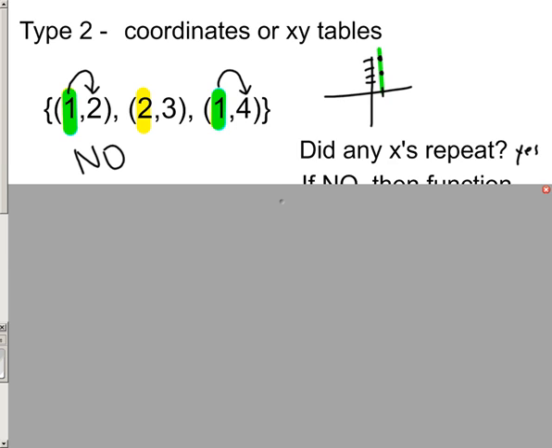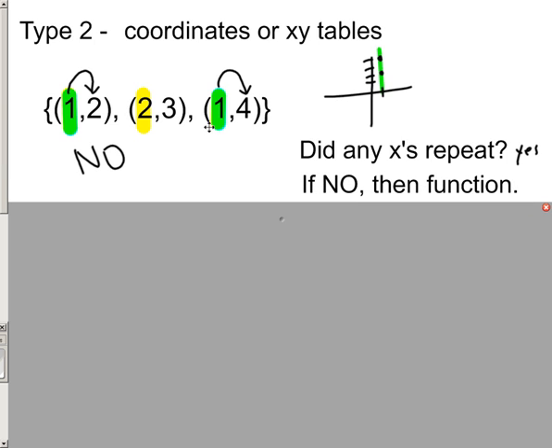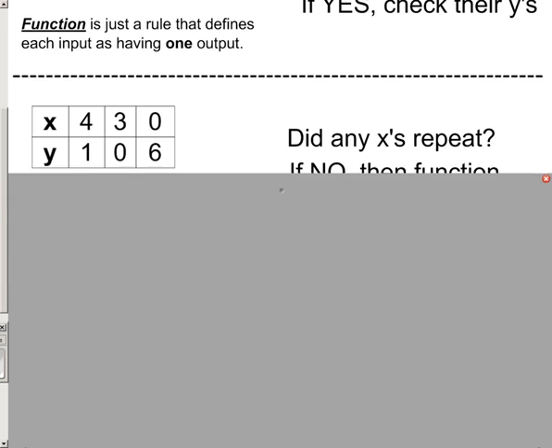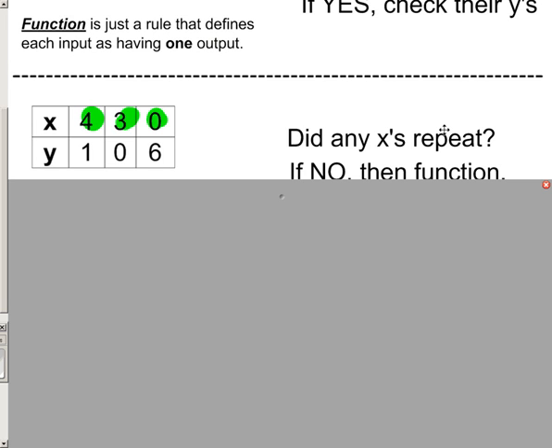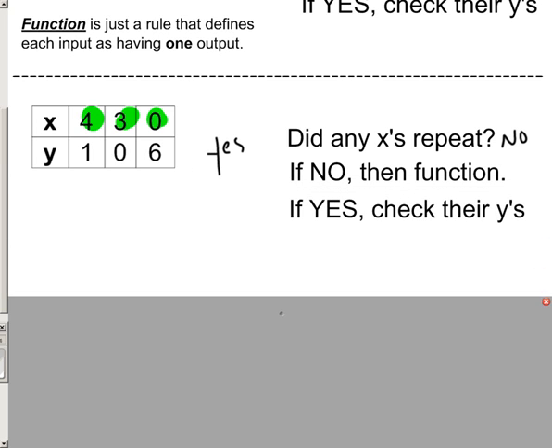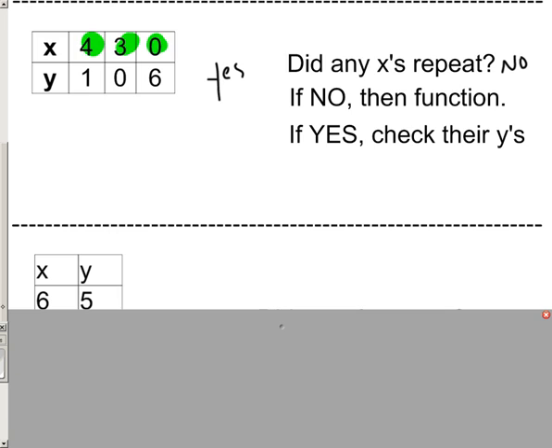Now, the idea is this. If none of your x's repeat, it's absolutely a function. If they do repeat, see if they get the same y. This got me a 2. Okay. Did this one get me a 2? Nope, so it's not a function. Did any of my x's repeat? Well, let's see here. 4, 3, 0. No. If there's no repeating, then yes, it's a function. It's that easy.